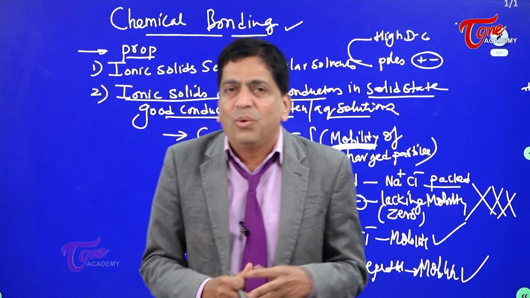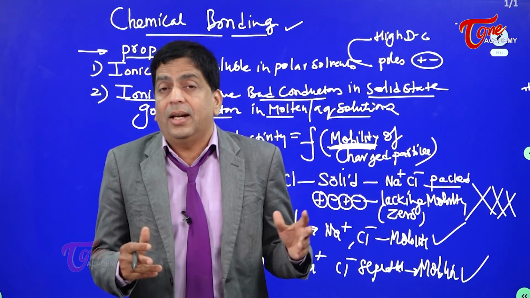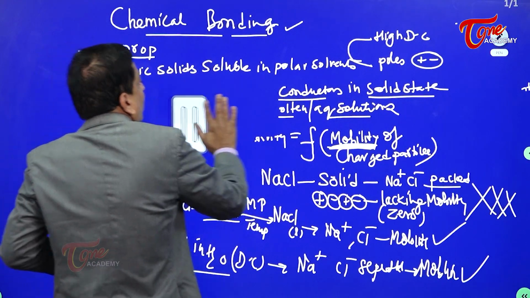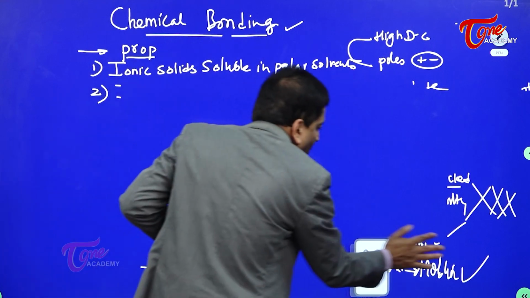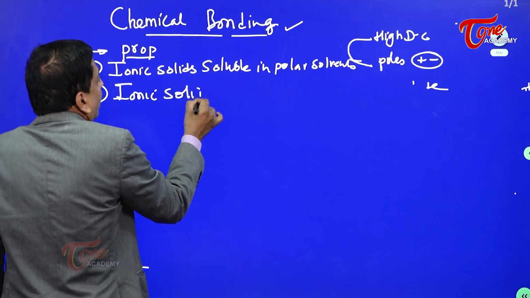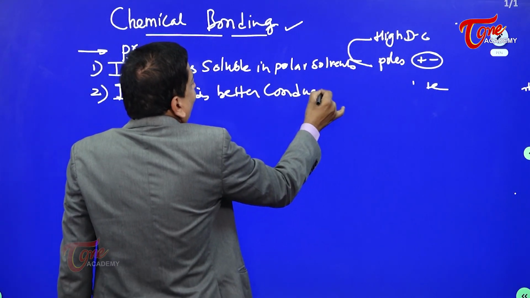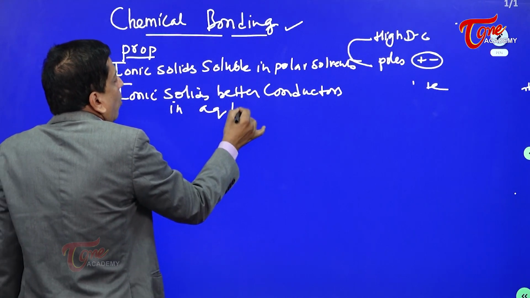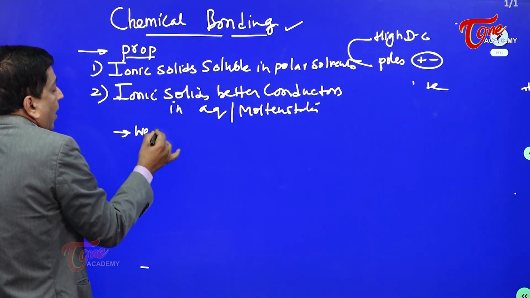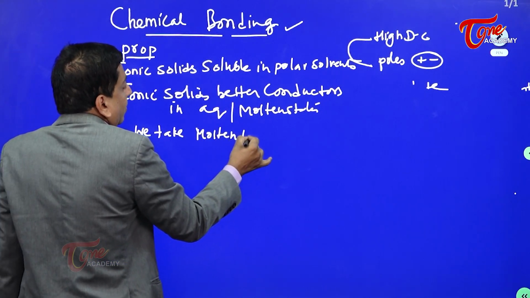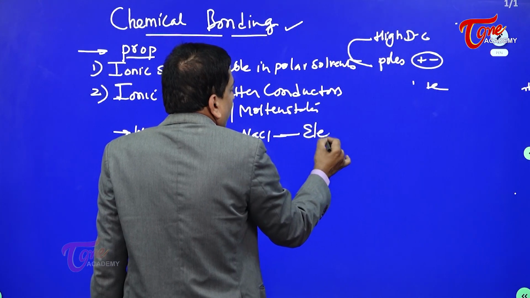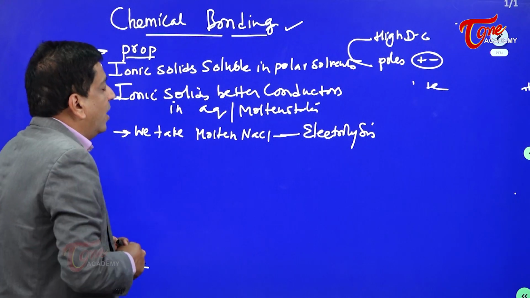These things are known to people who wanted to extract the alkali metals. You must understand that is the reason why ionic compounds are better conductors in aqueous or molten states. So that's the reason why we take molten NaCl and go for electrolysis.